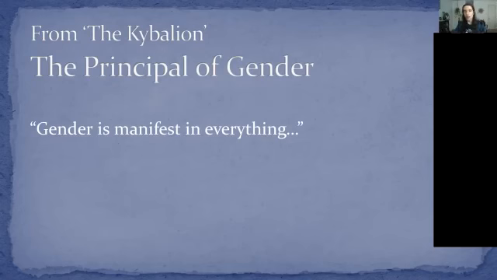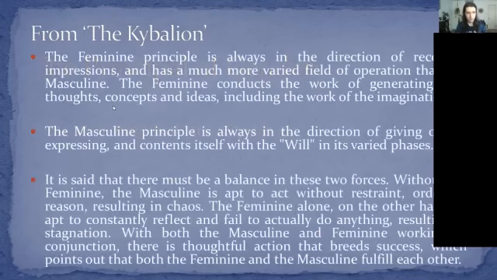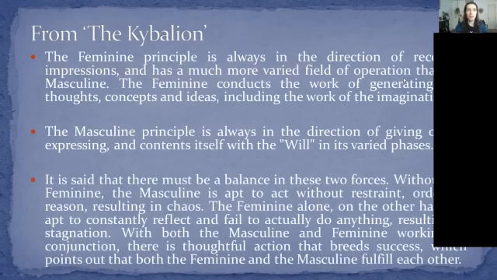And again, water and earth, more receptive. Air and fire, more extroverted. So let's look at these definitions from the Kabbalion. The feminine principle is always in the direction of receiving impressions and has much more varied field of operation than the masculine. Much more complex what's inside of us than what's measurable and discernible outside, right? Like the unconsciousness, like water, Scorpio. The feminine conducts the work of generating new thoughts, concepts, and ideas. The imagination, Pisces, water sign.